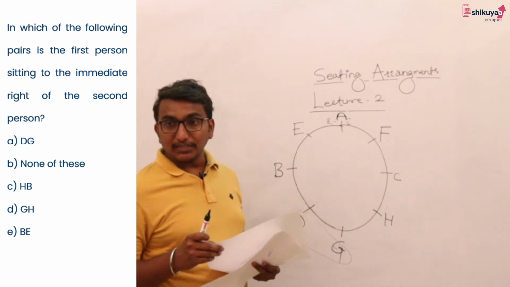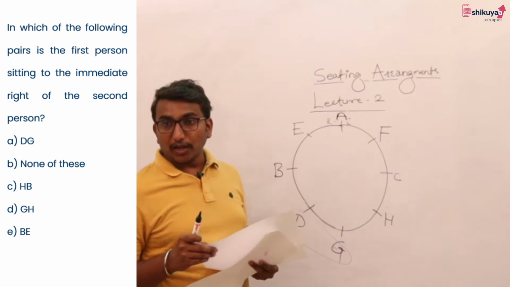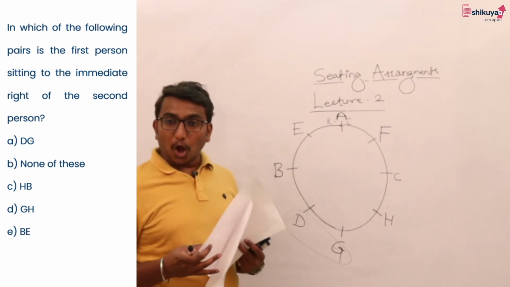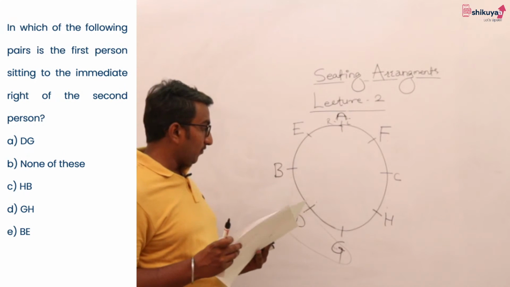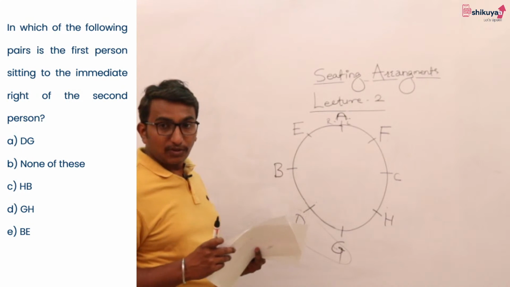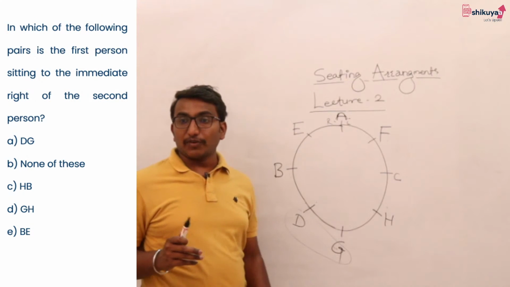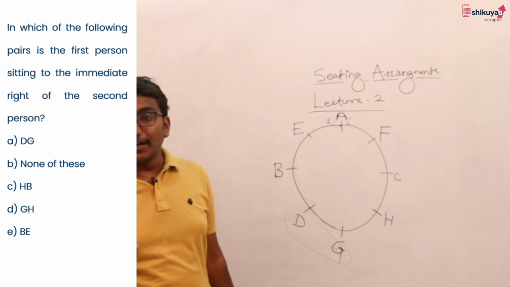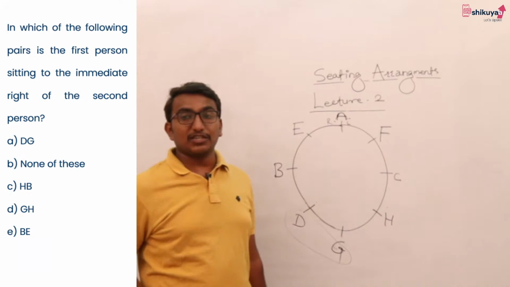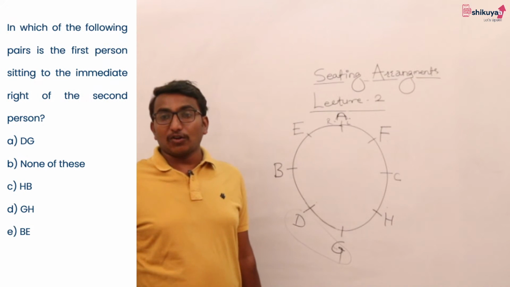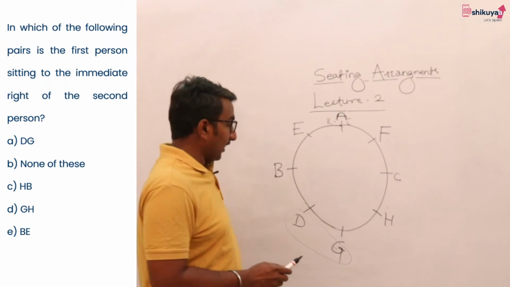What they have asked is, in which of the following pairs is the first person sitting to the immediate right of the second person? All of them except HB are sitting to the immediate right of the second. So the question must be corrected to: who is not sitting to the immediate right of the second person? So your answer must be HB.